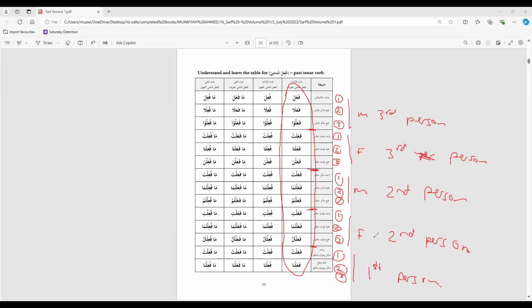Very good. Okay, now let's go through the next one, which is fu'ila. Now, what's the difference between fa'ala and fu'ila? I'll explain that later in a future session. The explanation we're not doing right now. Right now, we're just doing the reading.